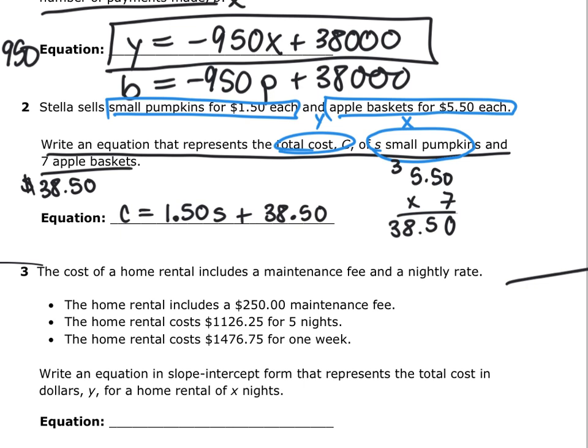Now, before we move on from this one, if I was going to graph these, what would these represent? Well, $1.50 would be my slope, the cost of each small pumpkin, and $38.50 would be my y-intercept, the amount of money that I spend for the apples before purchasing any pumpkins at all. If I buy 0 pumpkins, I'm still paying $38.50 for my apples.